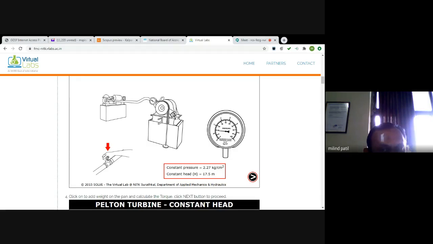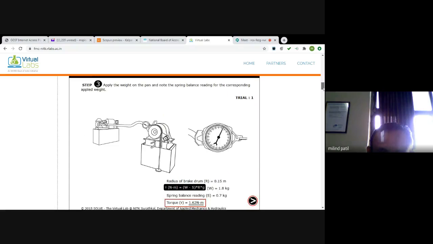Remember, you must know the fundamentals of gauge pressure and absolute pressure. I'm not going to tell you how this value 2.27 comes. It's your job to find out what the equivalent head and equivalent pressure will be. That's all. Once you finish this, just click on the next button. You will see the next virtual video.